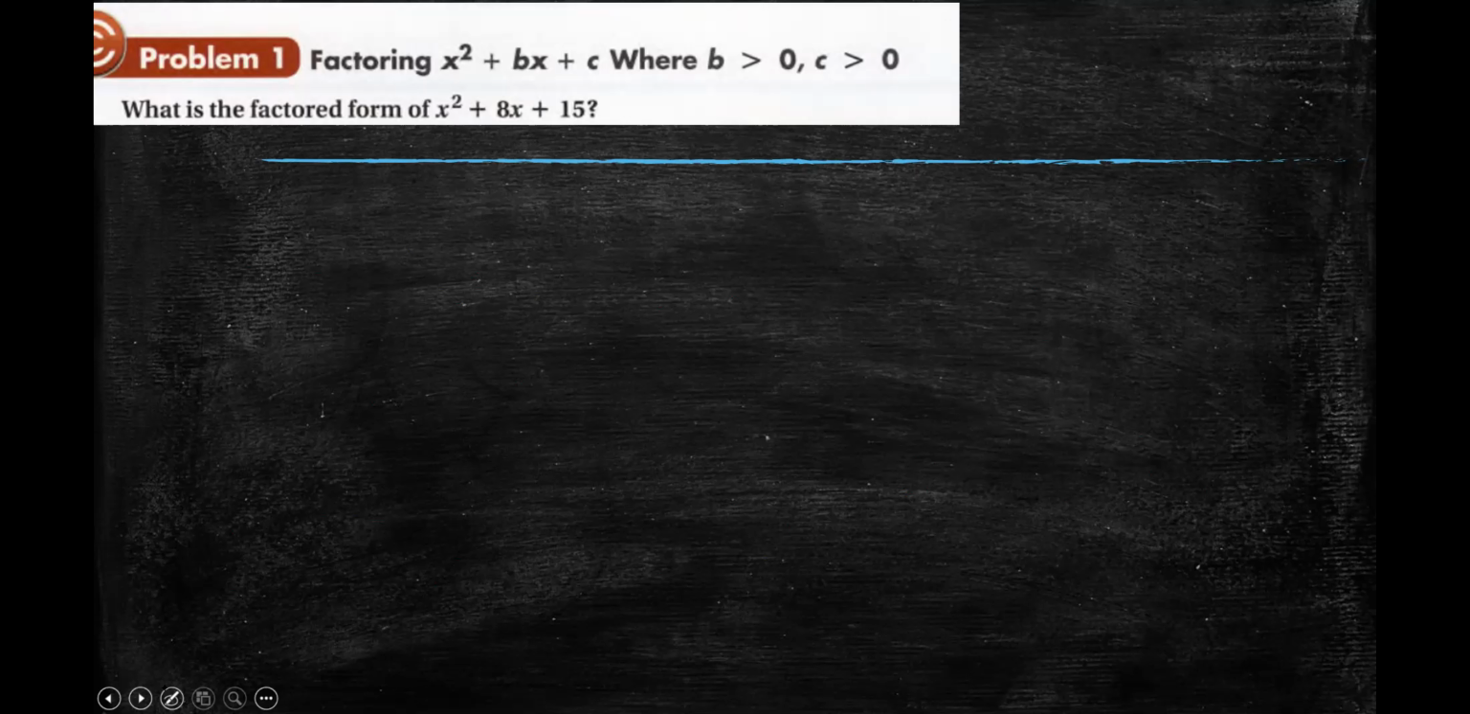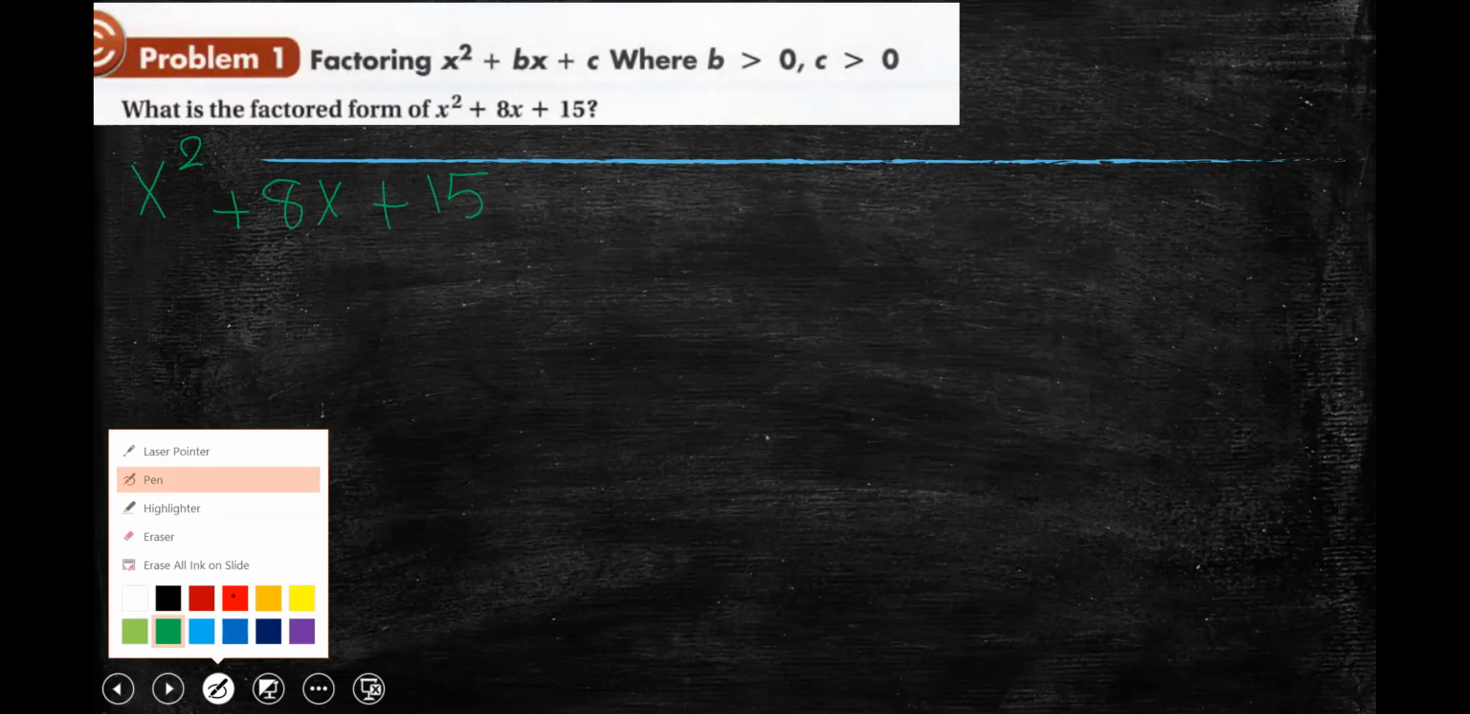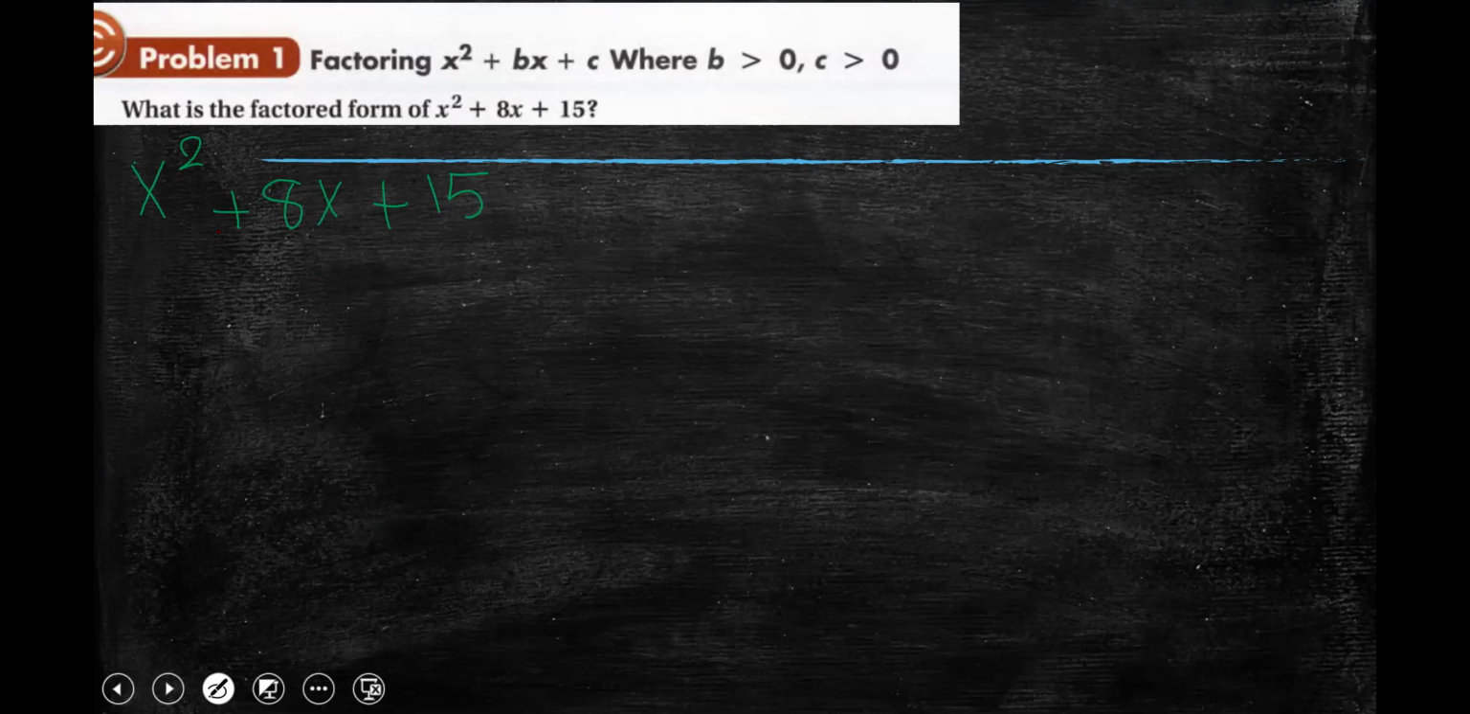Let's see now how we can factor x squared plus bx plus c. In this problem, look at this function, x squared plus 8x plus 15. The first thing I want you to do is look at the sign of 8, it's a plus, and the sign of 15 here is plus. So be careful. They have positive 8x, positive 15.